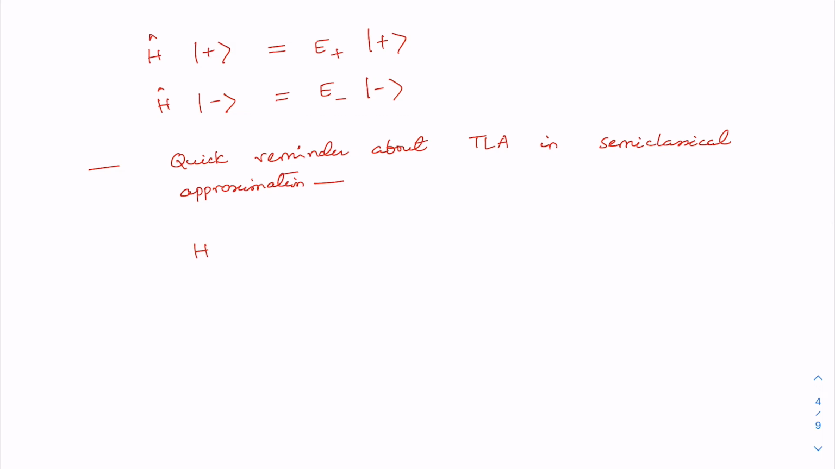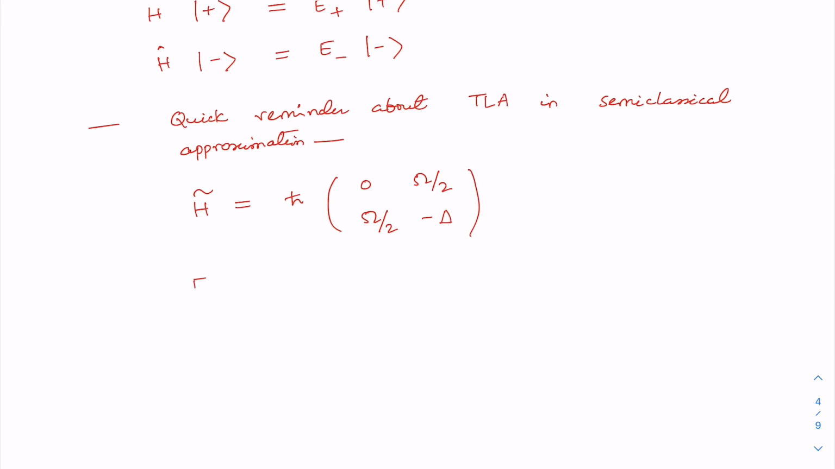If you recall the Hamiltonian we wrote there, it was lecture 5, it was h cross, 0, omega by 2. Omega is the Rabi frequency, and here you have minus delta. Delta is the detuning parameter, and the eigenvalues of this Hamiltonian we worked out as E plus minus is equal to minus h cross delta by 2 plus minus square root of h cross delta by 2 whole square plus h cross omega by 2 whole square.